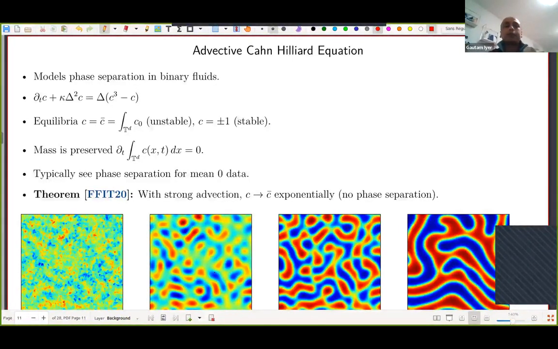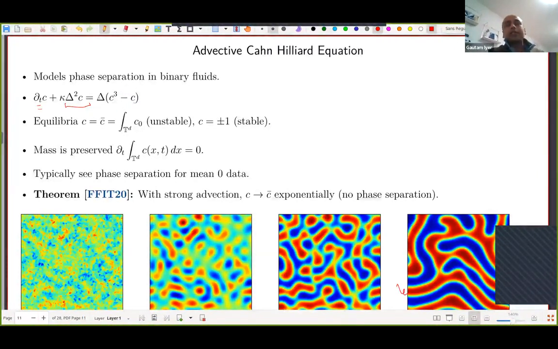So if I have something like an alloy, and I cool it below the critical temperature, you see that the phases separate. Here are some pictures. We start with everything mixed, and then gradually the phases separate, and finally you see these characteristic ridges. So what's the equation? This was mentioned before. Time derivative of C plus kappa times the bi-Laplacian of C, not one Laplacian, is equal to Laplacian of a nonlinearity, in this case C cubed minus C.